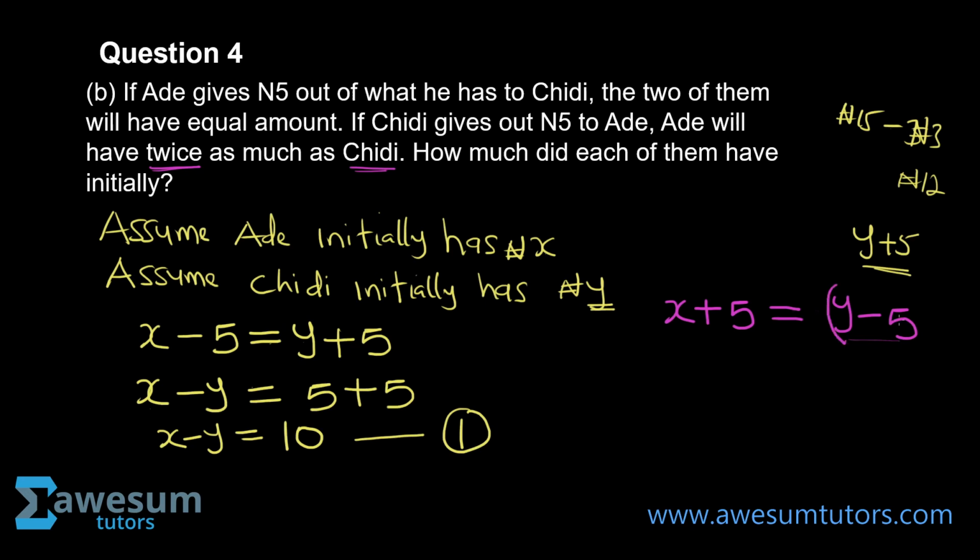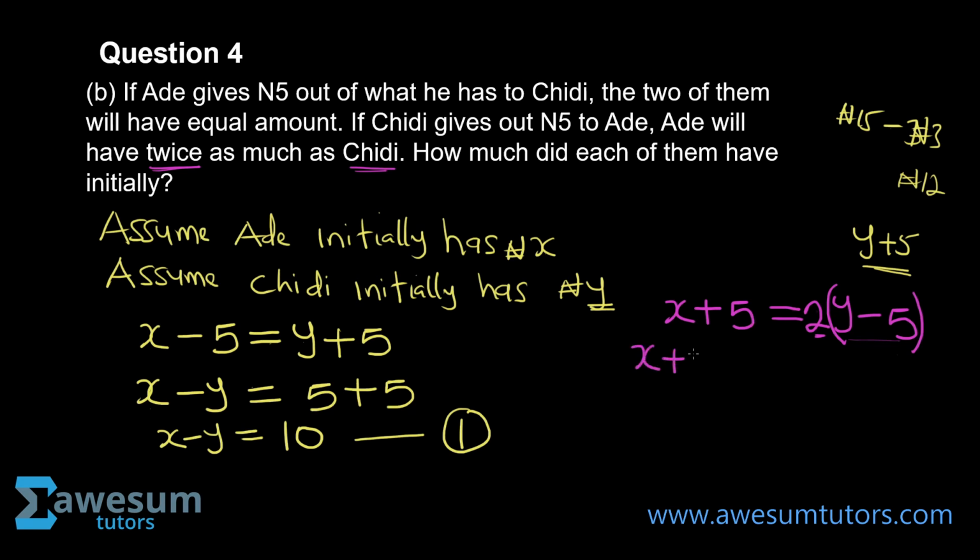So Ade is going to have twice as much as Chidi. So in that case, I will put twice, which is 2. So that means Ade has 2 bracket Y minus 5. That's 2 times Y minus 5. That is twice as much as Chidi. Very good. So now let us break this out.